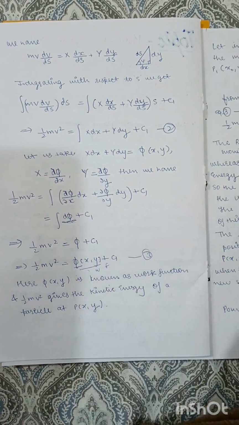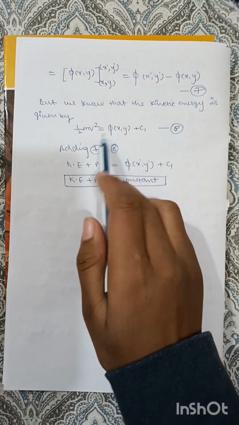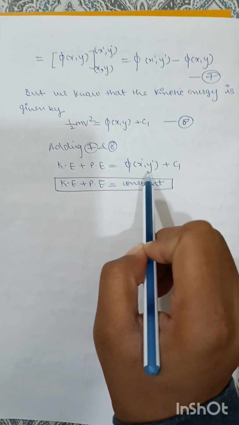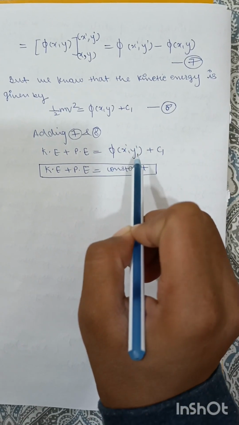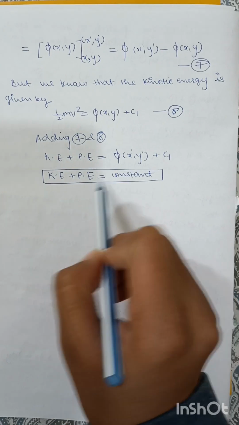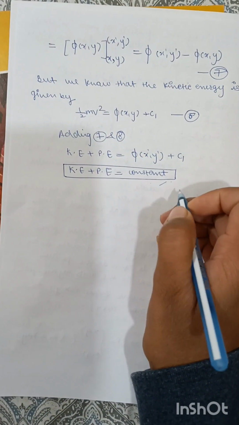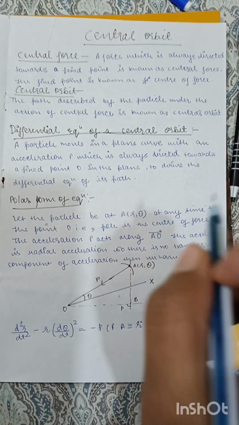From 3 we can conclude this. Now adding kinetic and potential energy, we get the total energy, psi(x dash, y dash) plus c1, which means kinetic energy plus potential energy is constant. Now, what is a central orbit?